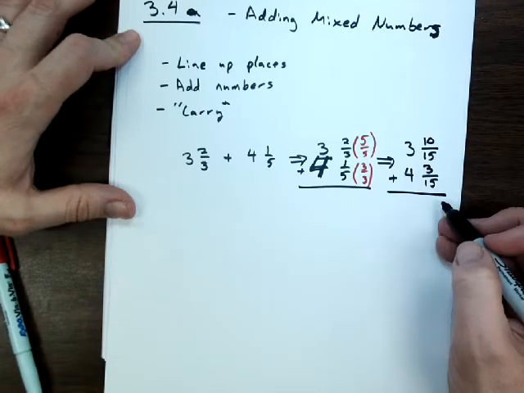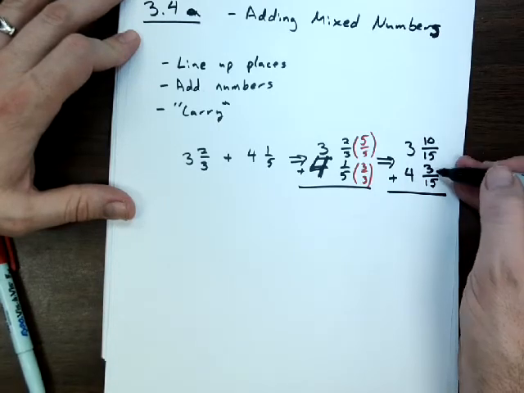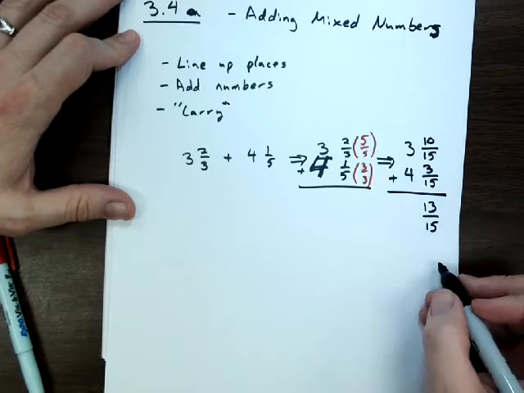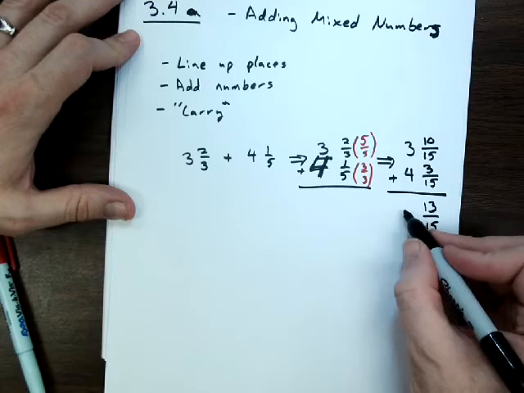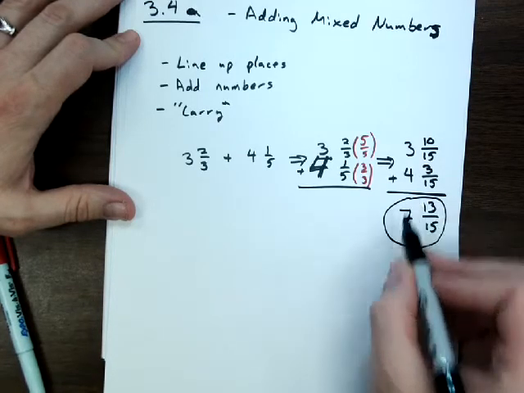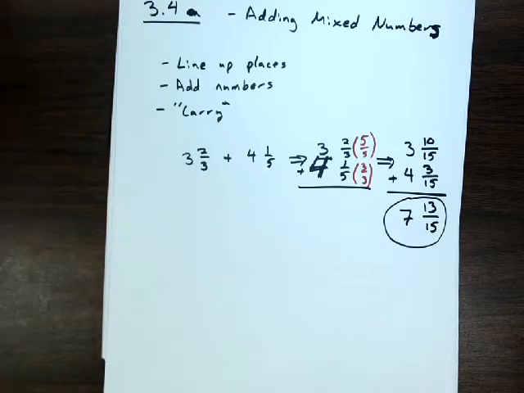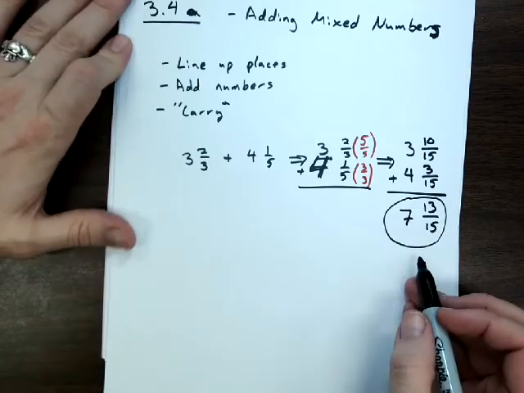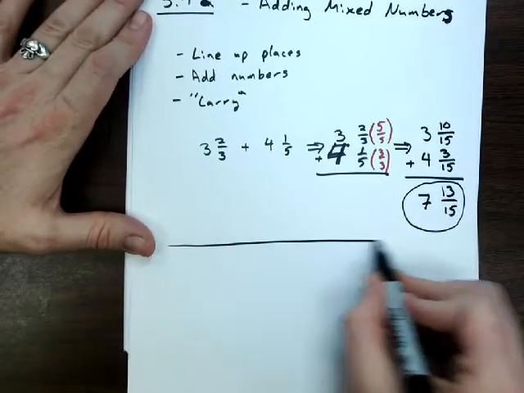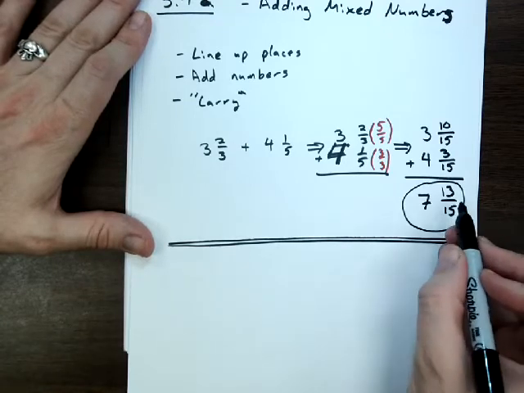Just like whole number addition, I'm going to add my two places. 10/15ths plus 3/15ths is going to be 13/15ths. 3 plus 4 is going to be 7. I can't reduce that fraction, so we're done right here. Okay, that looks pretty good. That's fairly simple, right? I hope so. Let's take a look at what would happen if I have something a little bit different.